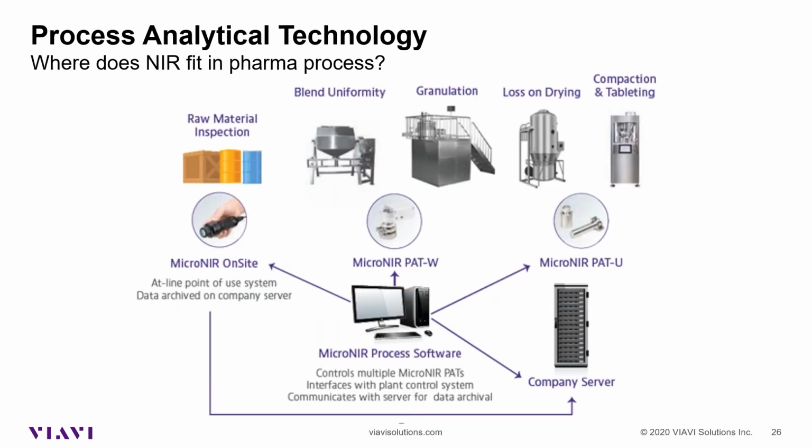Where is it possible to use an NIR sensor for doing process understanding? Raw material, blend uniformity, granulation, loss on drying, compacting and tableting, everywhere. And what VIAVI is providing is a hardware and an analytical interface toward the equipment, from the mechanical side, but also the possibility, using the OPC, to interface the result and to transmit the result to the HMI, and in this case we work with OPC UA or DA.